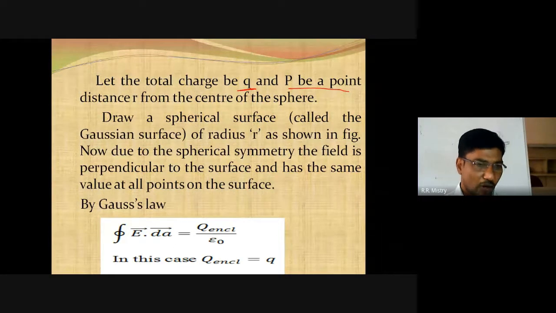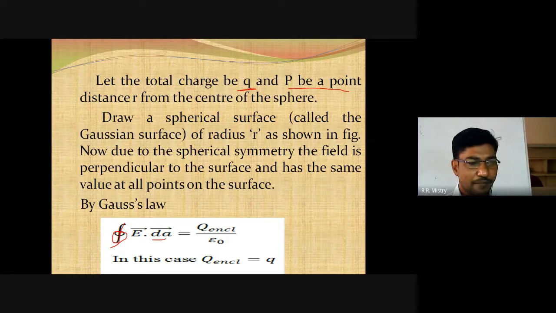Now what is the Gauss law? We know Gauss law: the closed surface integral of E multiplied by dA, the surface area, is equal to capital Q, the total charge enclosed, divided by epsilon naught. In this case Q enclosed is the total charge, that is q.